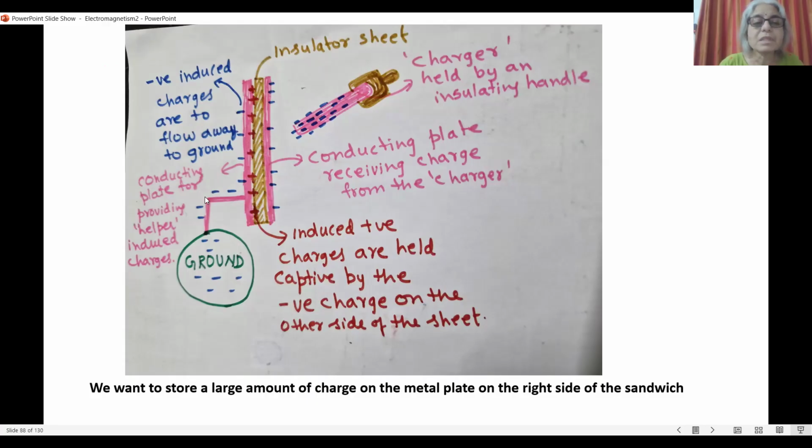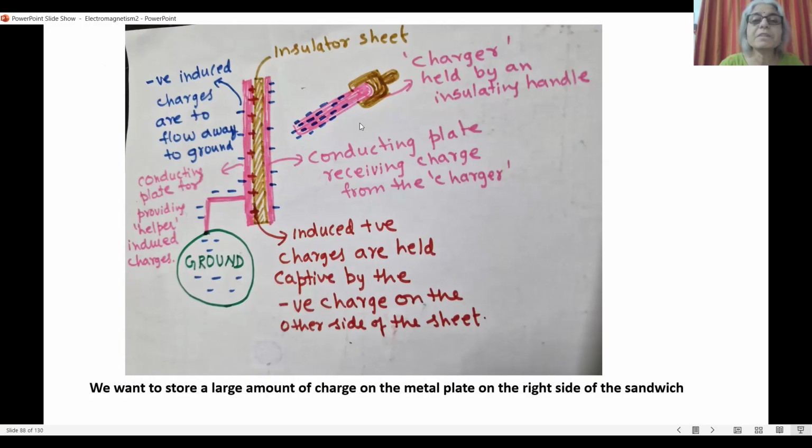And then because there's a connection to the ground, these negative charges would like to run away from the negative charges on the right-hand side. So they reach the ground, they move away. And the positive charges are left there. They're trapped, they're held captive by the negative charges on the right-hand side plate. Once this happens, we can see how this is helpful. These positive charges are like the helpers.